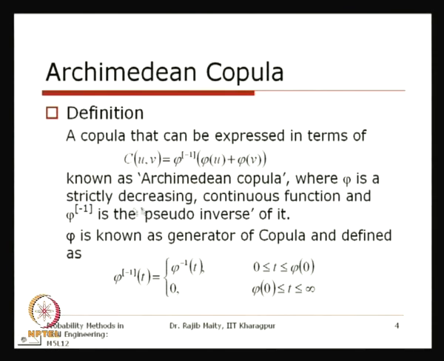So, you know that strictly increasing means that if we take two values, u1 and u2, and u2 is greater than u1, then phi u2 should be greater than phi u1. That is strictly increasing, and when we say strictly increasing, the equality sign is not there.